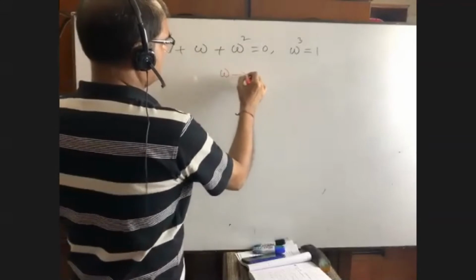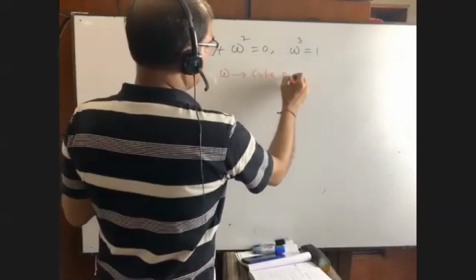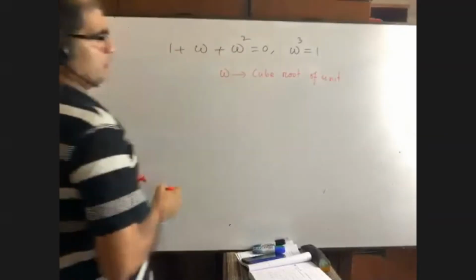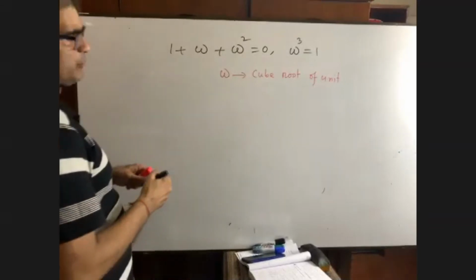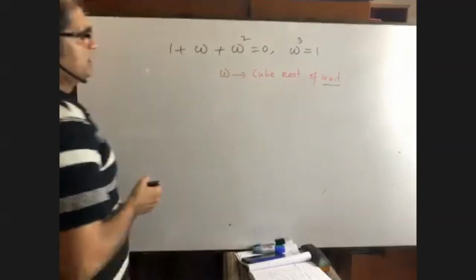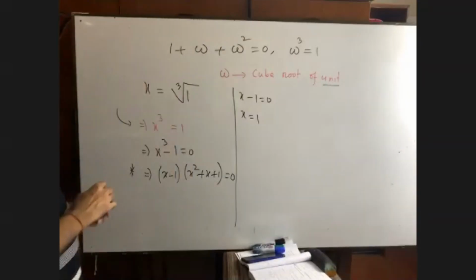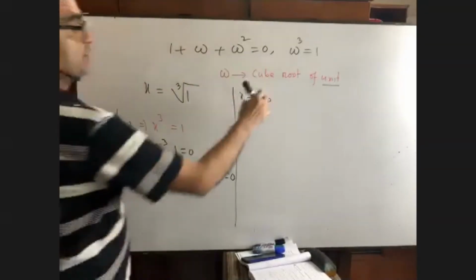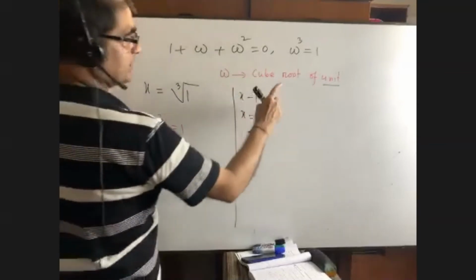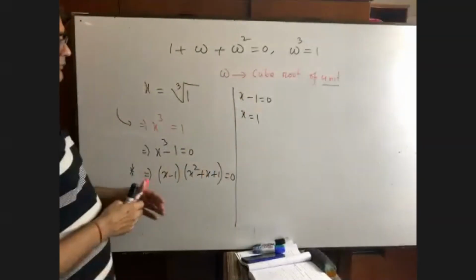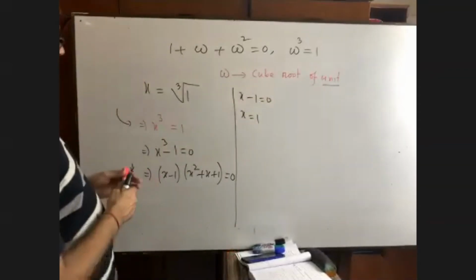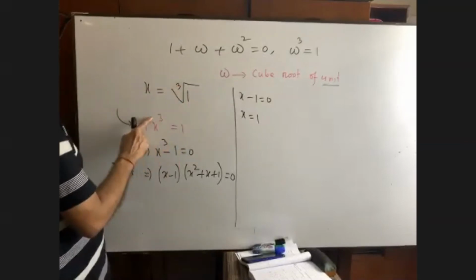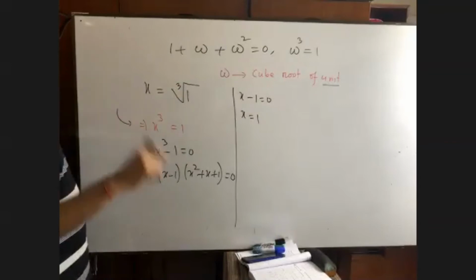Omega is the cube root of unity. I have written unit. What is unit? Who can tell me? Unit means 1. Okay. I told you orally that it is the cube root of unity. So it is 1. 1 means unit, and x equals the cube root of unit. Then x cube equals 1.